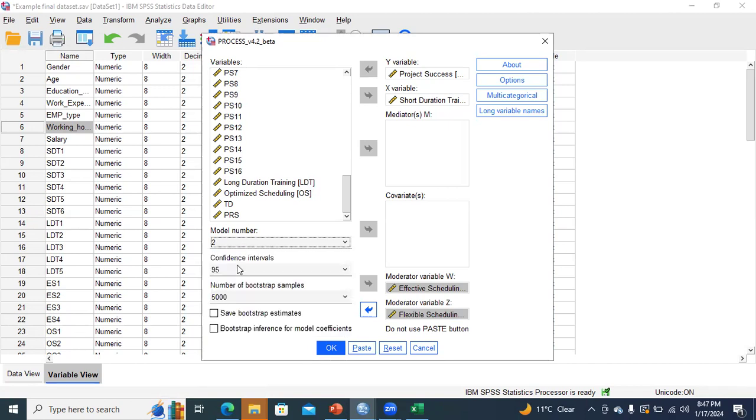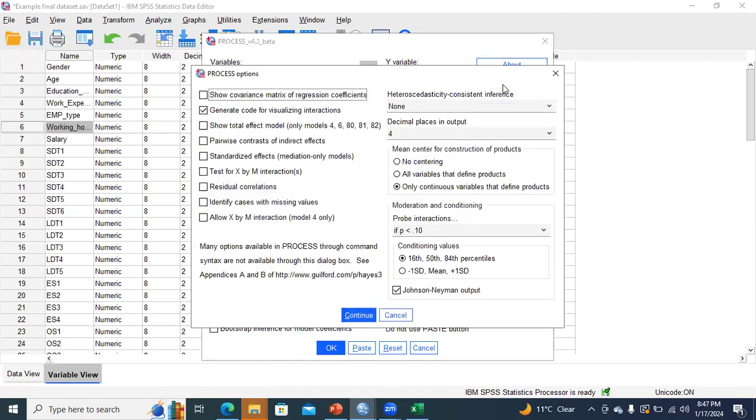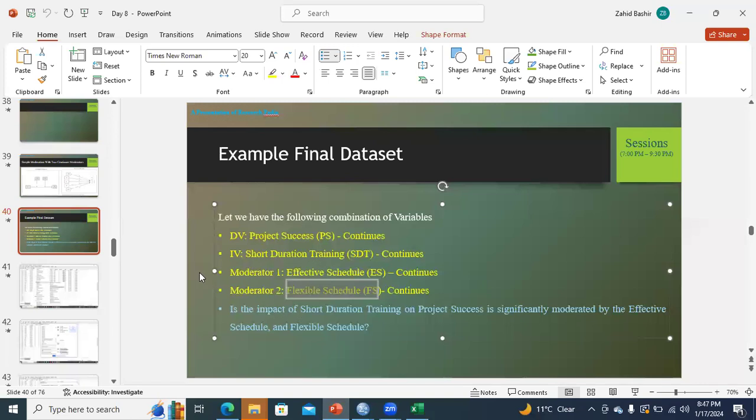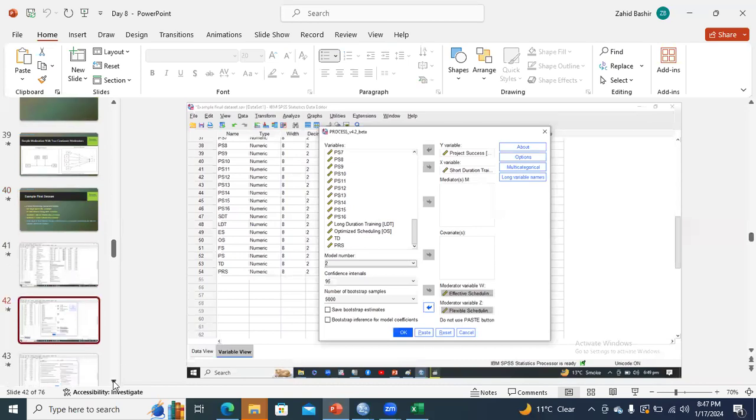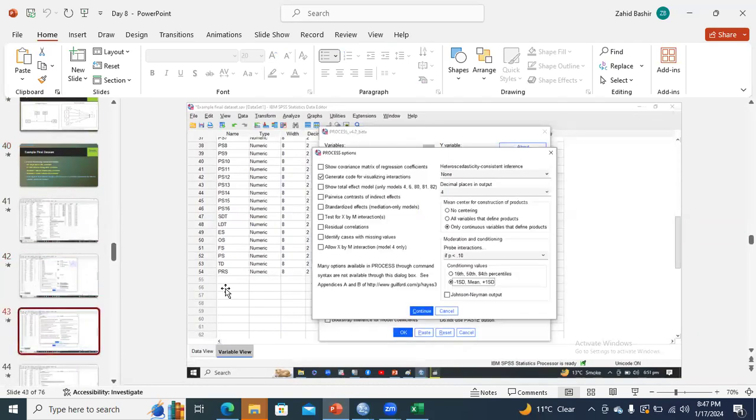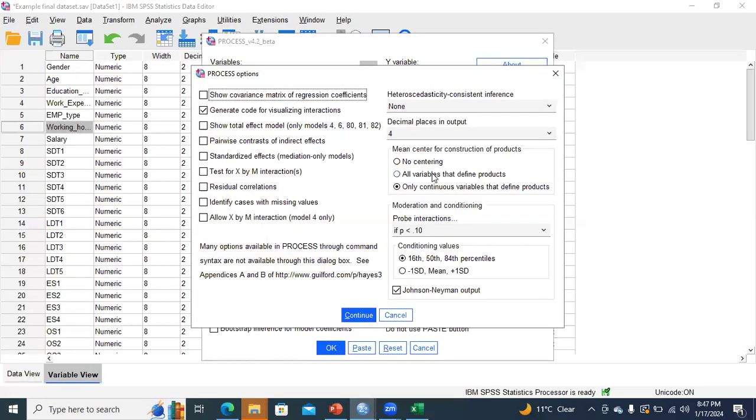So you need to verify whether you are running the proper model number or not. It is model number 2, so you check it, and then you go to the option boxes. What options do we need to select from here? Generate code for visualizing, only continuous, and ST. Only continuous we need to select, and the remaining all remains the same.